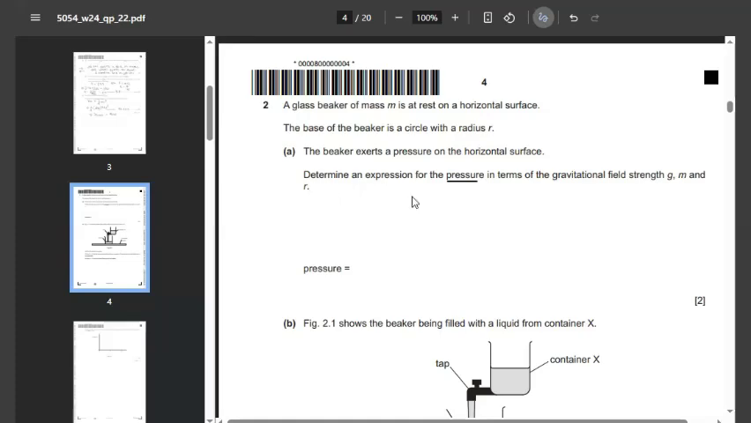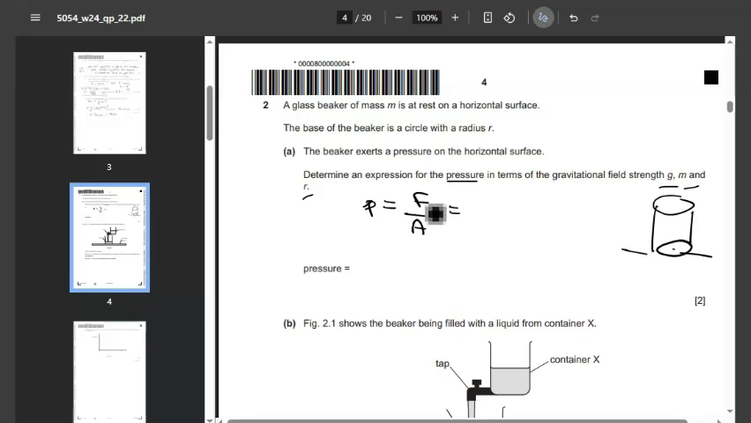So basically we have a beaker, and the base of it is circular. So we have to find the pressure the beaker exerts on the surface in terms of g, m and r. Okay. So the formula for pressure is force per unit area, right?